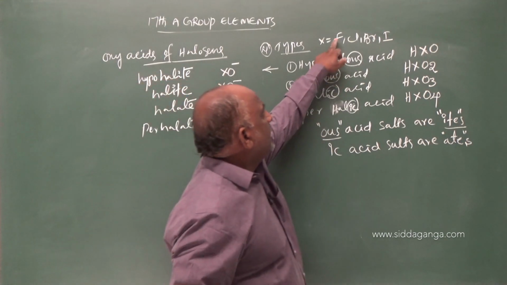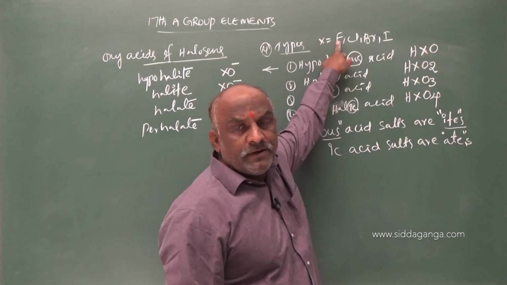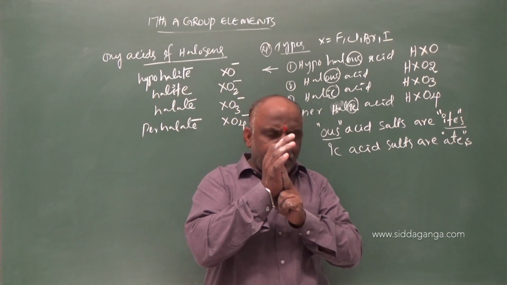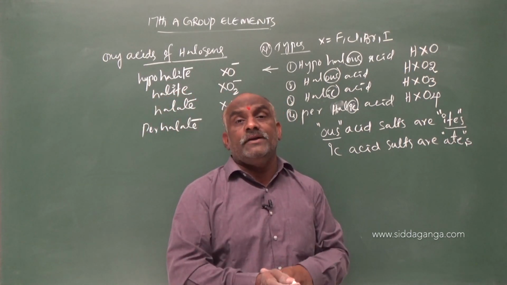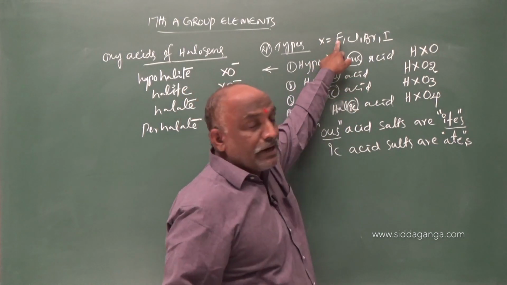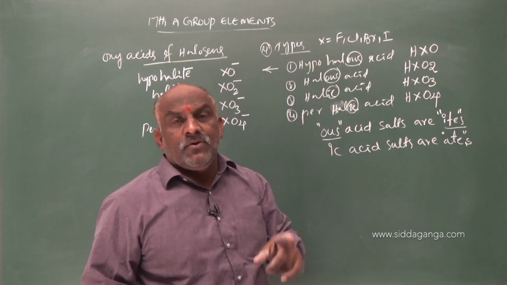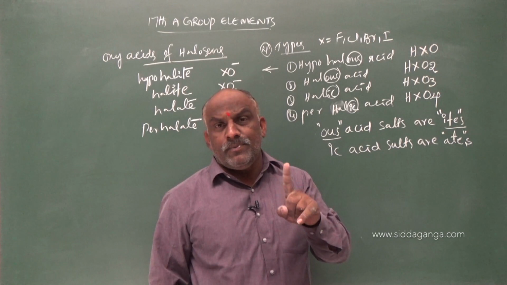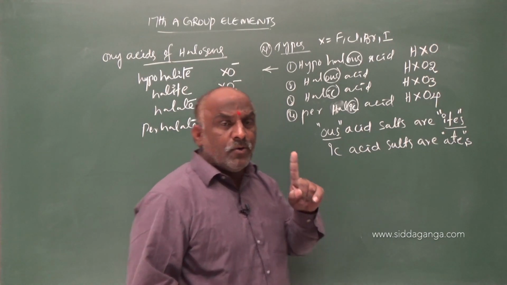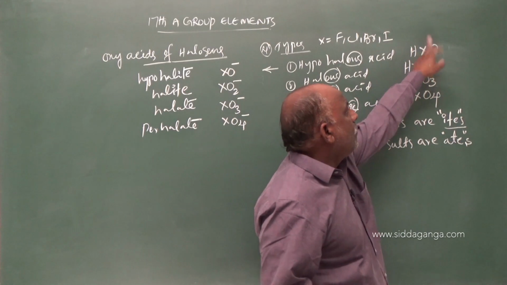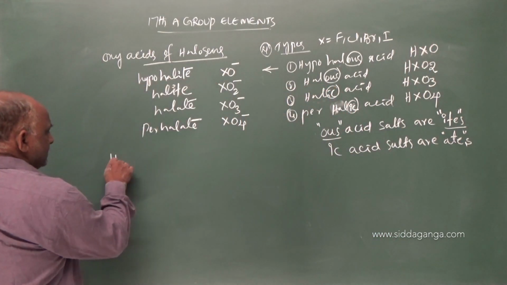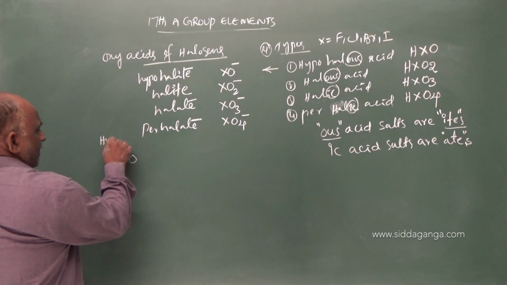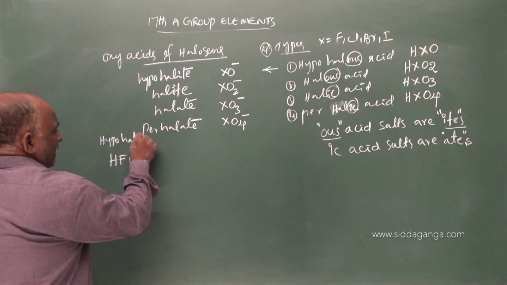Due to the high electronegativity of fluorine and its small size, fluorine forms only one oxyacid. This is very important for competitive exams. Remember, fluorine forms only one oxyacid, that is HFO. What is it? Hypohalous.